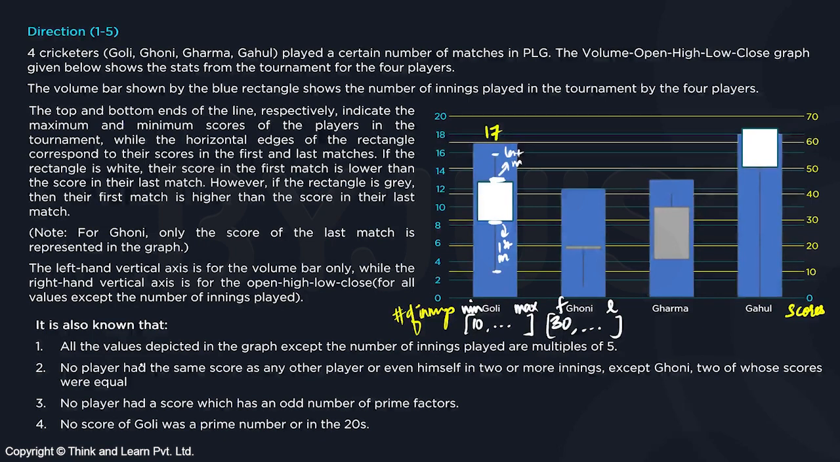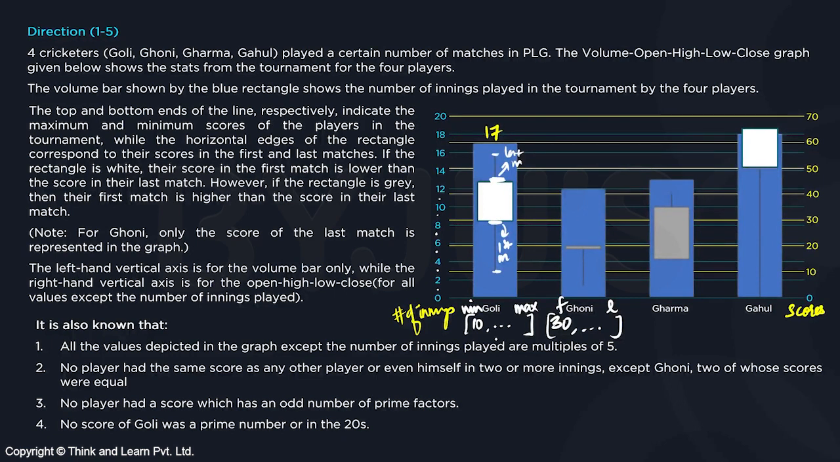It is also known that all the values depicted in the graph except the number of innings played are multiples of 5. So except for innings played, where we can see these are all 0, 1, 2, so the missing values are the odd numbers. While here, the scores, the yellow lines, are the values that are represented by multiples of 5.